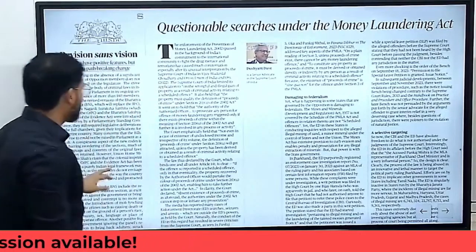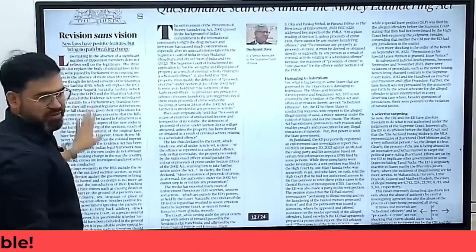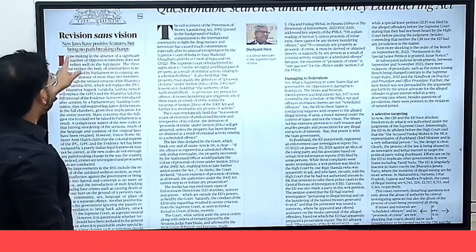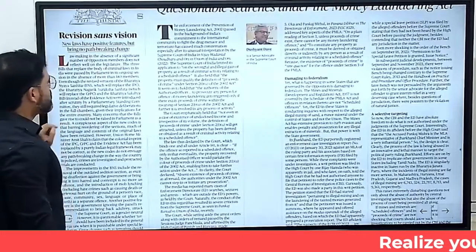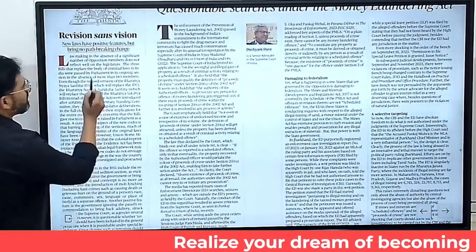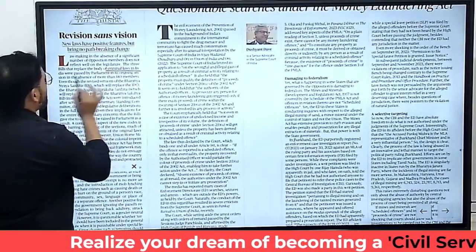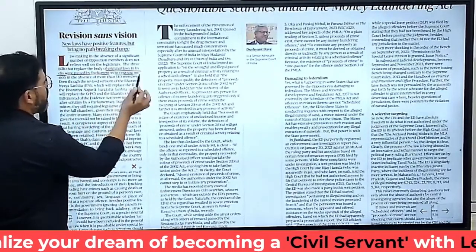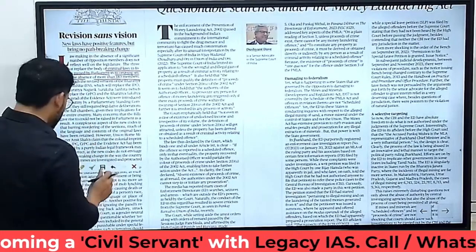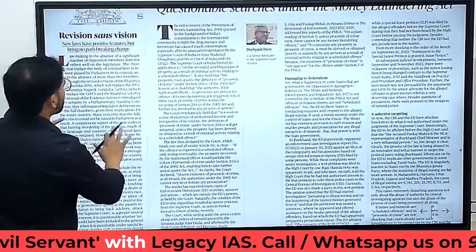सबसे पहले यहाँ पे editorial होता है. This is basically current affairs only. Revision sense visions. New law have positive features but bring no path-breaking changes. So it is about which law? So it is talking about basically criminal law. In India, they were passed by Parliament's ongoing sessions in absence of more than 140 members. इसका नाम भी they are given the name also.